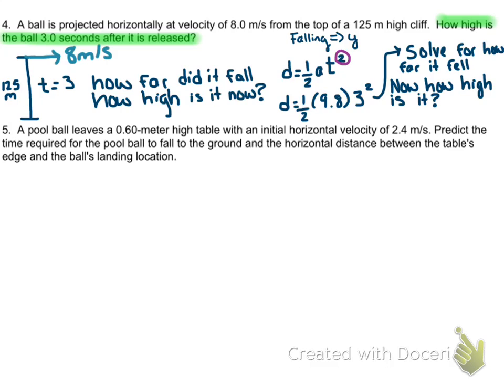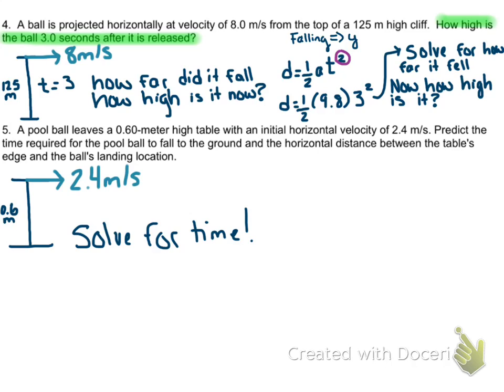Okay? So question number 5 says a pool ball leaves a 0.6 meter high table with an initial velocity of 2.4 meters per second. Predict the time required for the pool ball to fall to the ground and the horizontal distance between the table's edge and the ball's landing location. So we have a 0.6 meter high table. It's going 2.4 meters per second. Solve for time. Always solve for time.